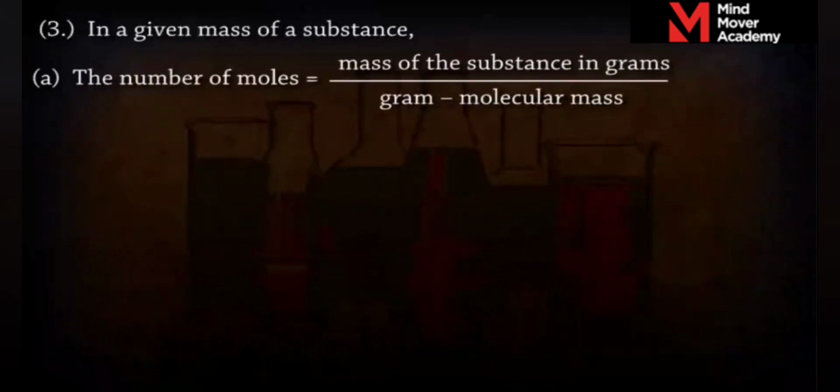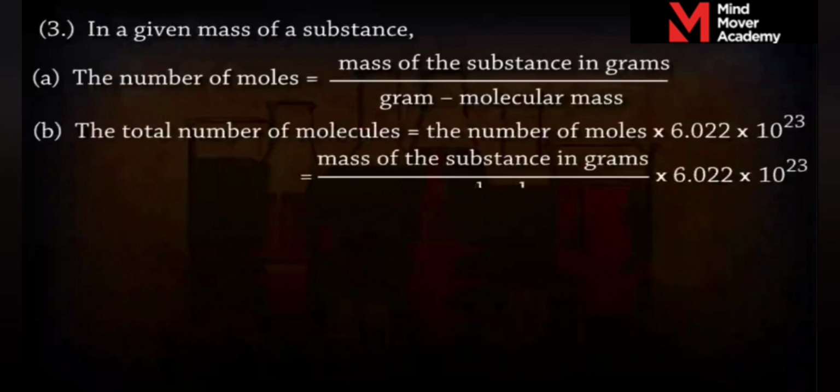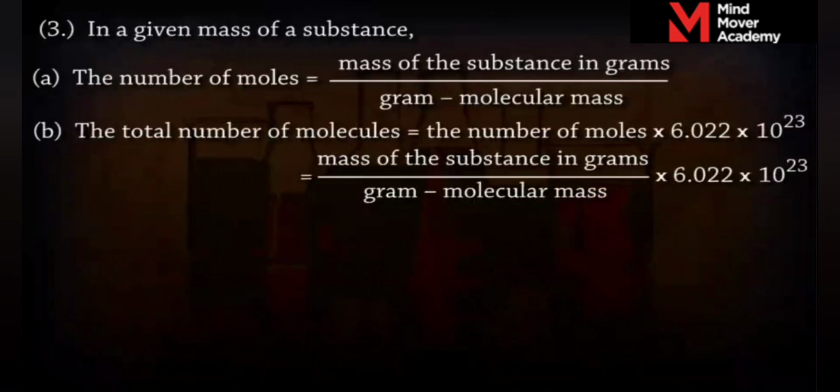Third, in a given mass of a substance: A, the number of moles is equal to the mass of the substance in grams divided by the gram molecular mass. B, the total number of molecules is equal to the number of moles times 6.022 × 10^23, which is equal to the mass of the substance in grams divided by the gram molecular mass, times 6.022 × 10^23.